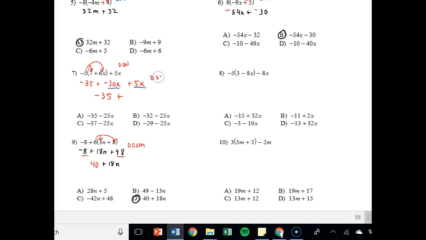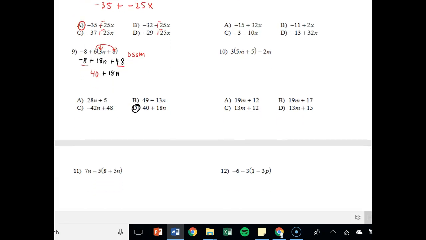That's a DSSM. Notice how I'm labeling the problem. Yes, you should label the problem as well. That is negative 25x. Different signs subtract. Keep the sign that we have more of. 30 minus 5 is 25. We have more negatives. So again, you might freak out because you don't see it in your answer choices. Plus a negative, plus a negative, plus a negative, plus a negative. Yes I do, right there, A. I would pause and try and do number 8 if I were you.